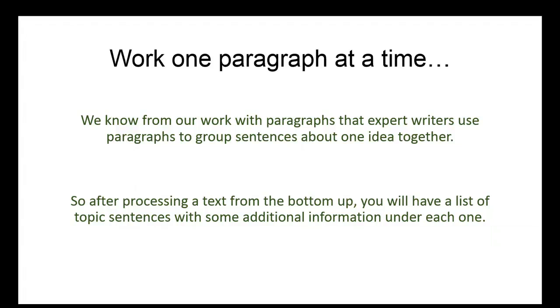So we already went over paragraphs. We know that expert writers use paragraphs to group sentences about one idea together. It's called paragraph unity. Paragraphs are a collection of sentences that are all about one idea. So after processing a text from the bottom up, you should have a list of topic sentences with some additional information under each one. But you should basically know what each paragraph's about.